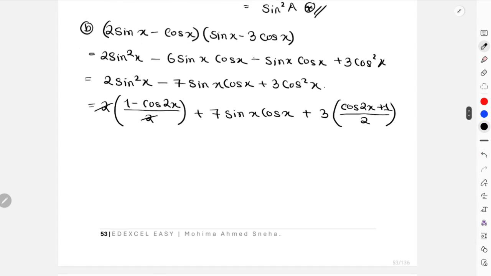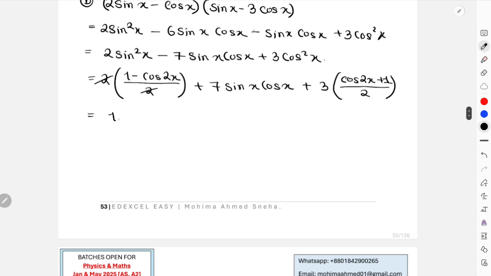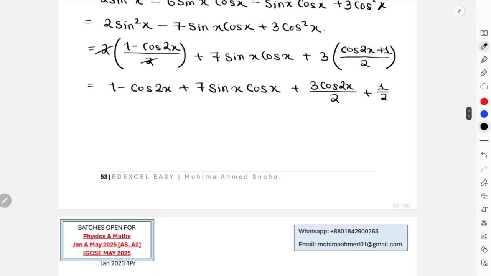Okay, in that case, these things get cancelled out. Now you're left with what? 1 minus cos 2x plus 7 sin x cos x, and over here you're going to get 3 cos 2x by 2 and then half. Okay, in that case 1 plus half is 3 by 2 again. Then this one is minus 1, this one is positive 1.5 cos 2x. So eventually this one will also give you this cos 2x and 7 sin x cos x.